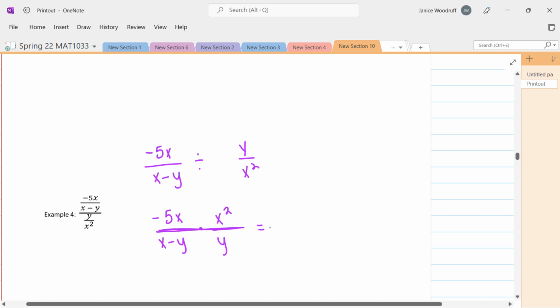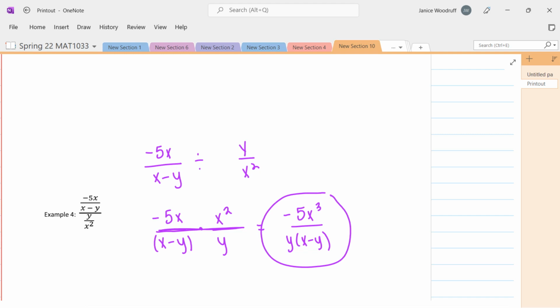Can I cancel anything there? No. No, because they're on the same side. This x here is attached to the y, so unfortunately that's one term. So really all I can do here is negative 5x cubed, and then this is going to be y times x minus y. So that one did not come out to a nice answer. No, you don't need to distribute that. You would leave it in factored form.